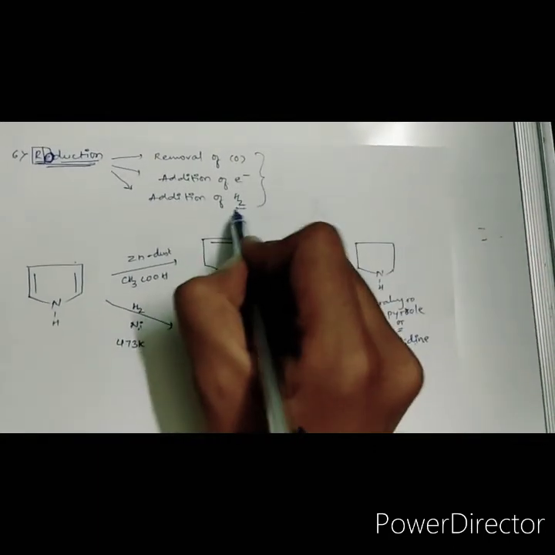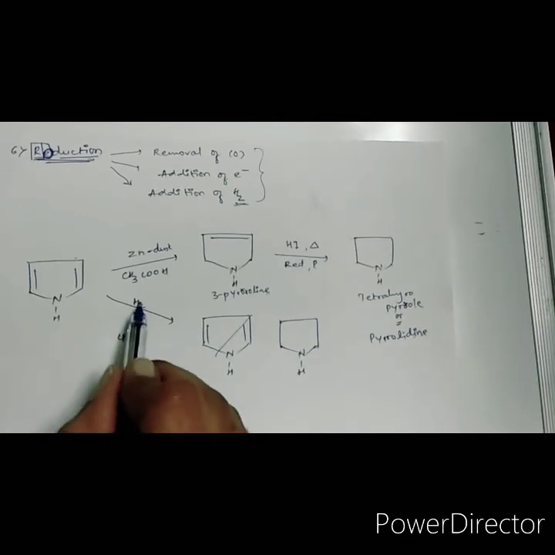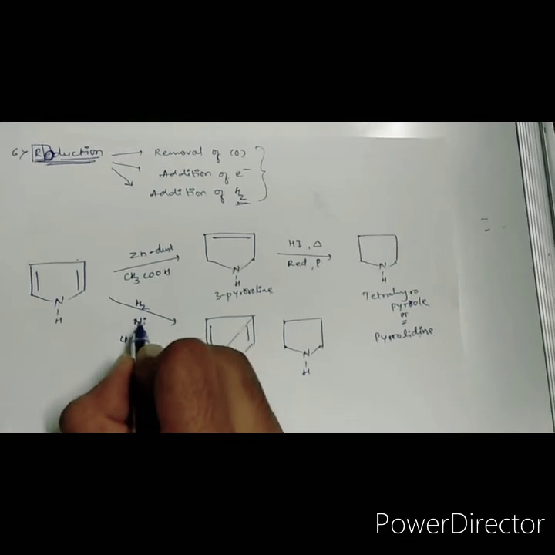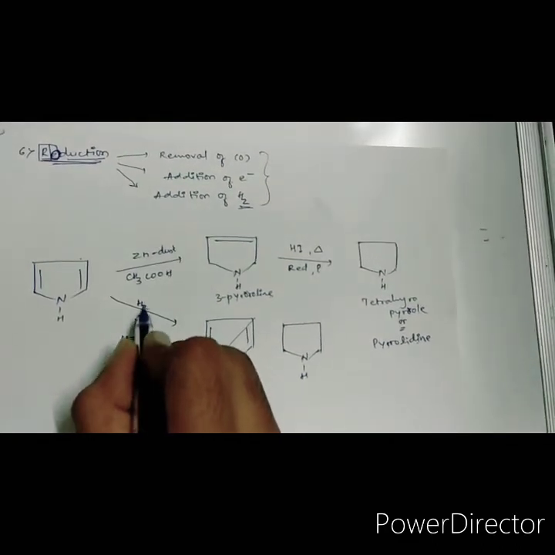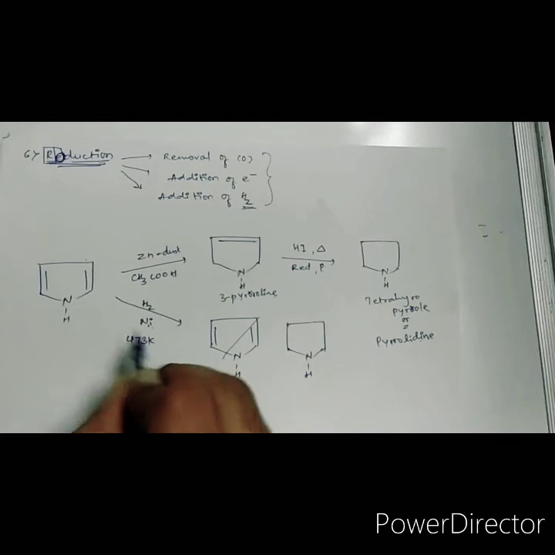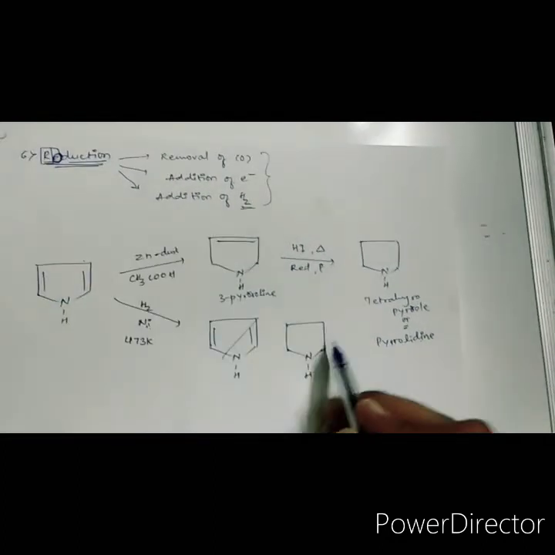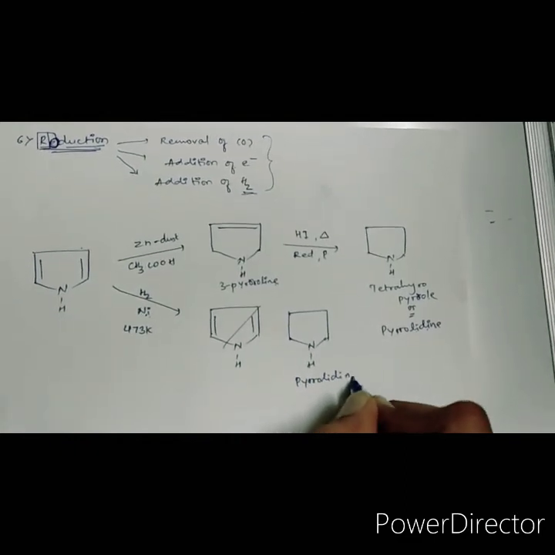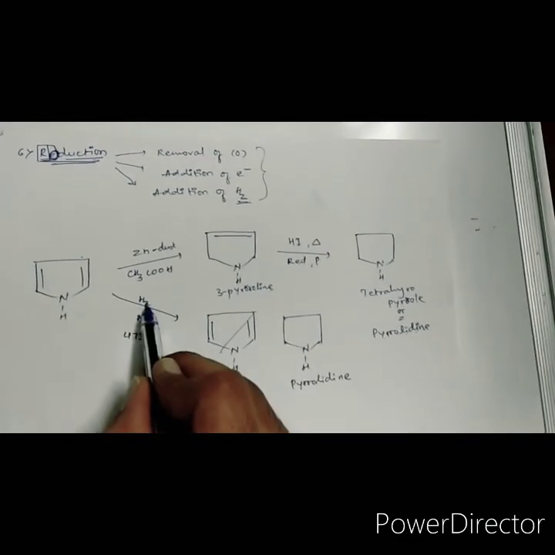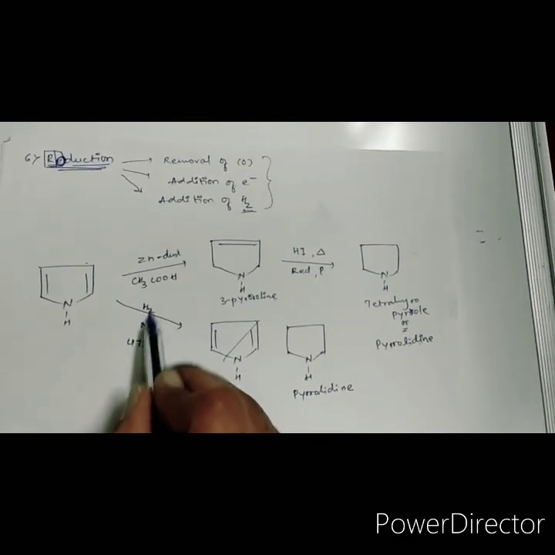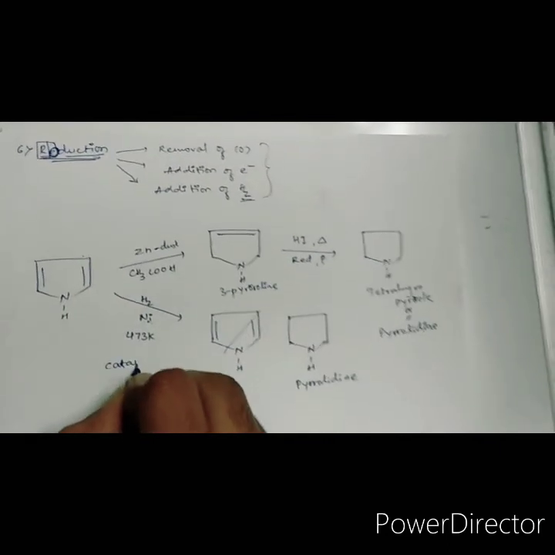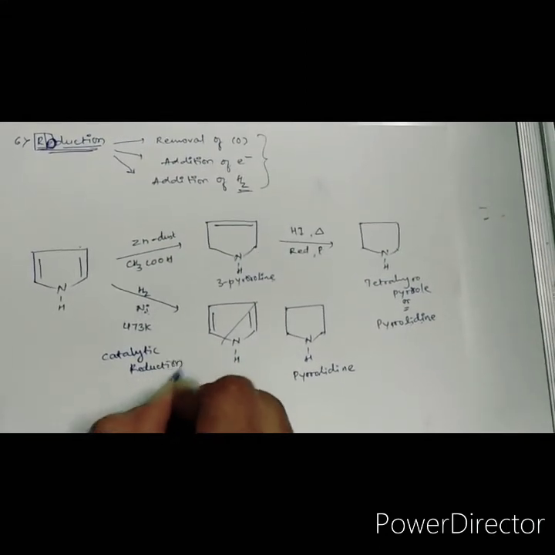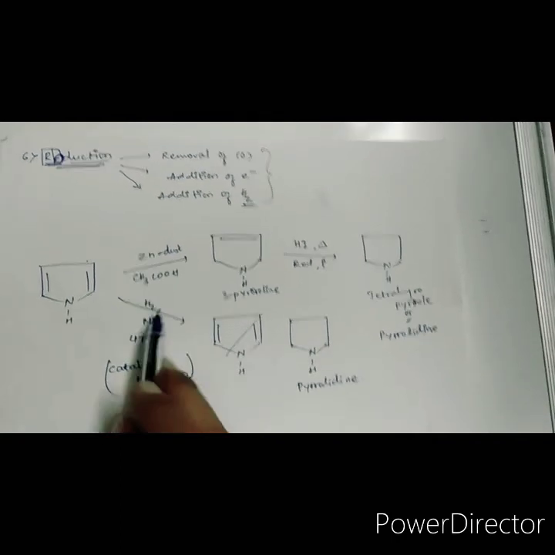Reduction is nothing but addition of hydrogen. In the presence of hydrogen and nickel, where nickel is a metal catalyst, at 473 Kelvin, pyrrole can be directly reduced to pyrrolidine. This method is known as catalytic reduction, in the presence of hydrogen and nickel.